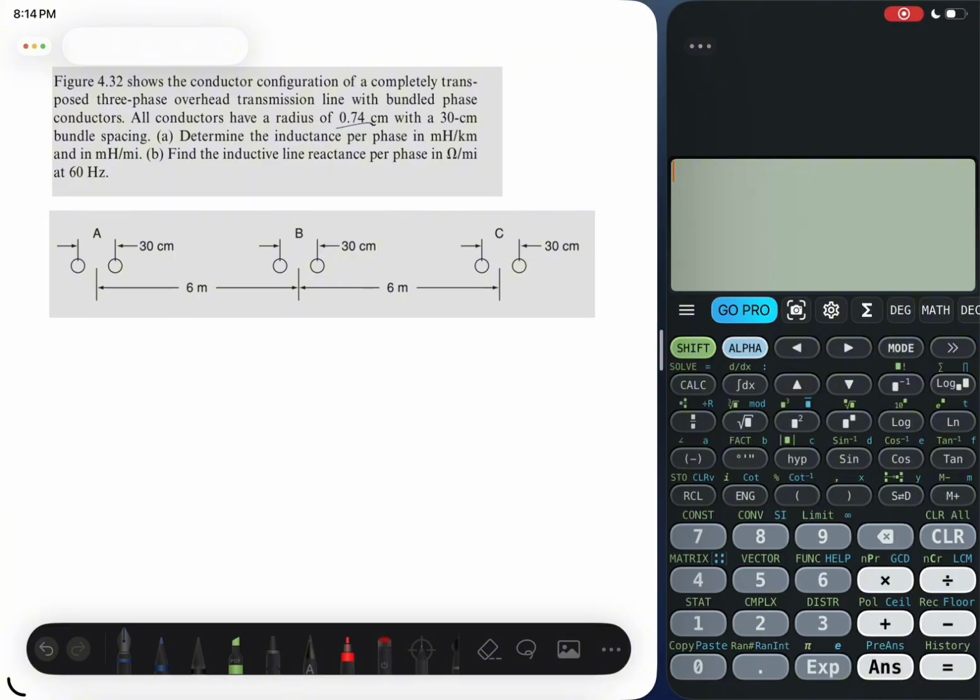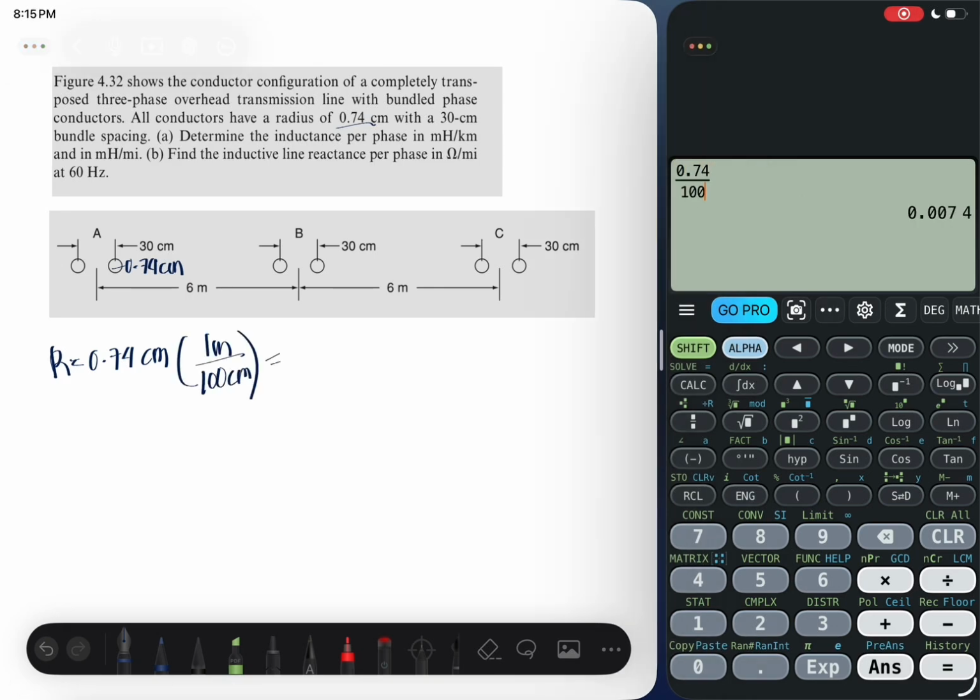B: find the inductive line reactance per phase in ohms per meter at 60 Hz. Convert the units into one common unit. In this problem, meters is my preferred unit of measurement. Feel free to use your preferred unit of measurement.